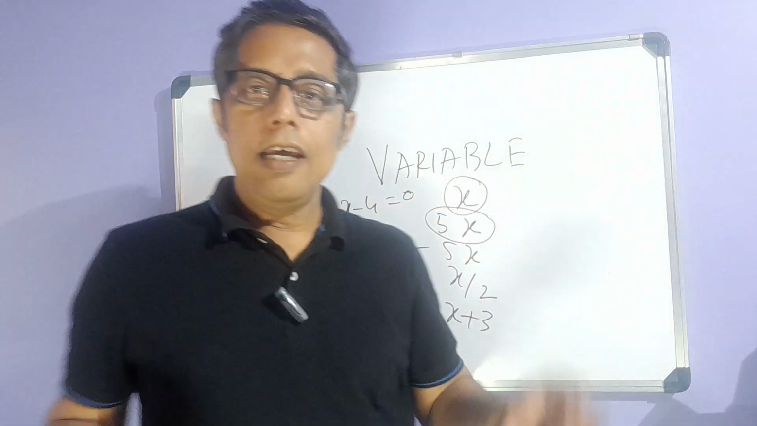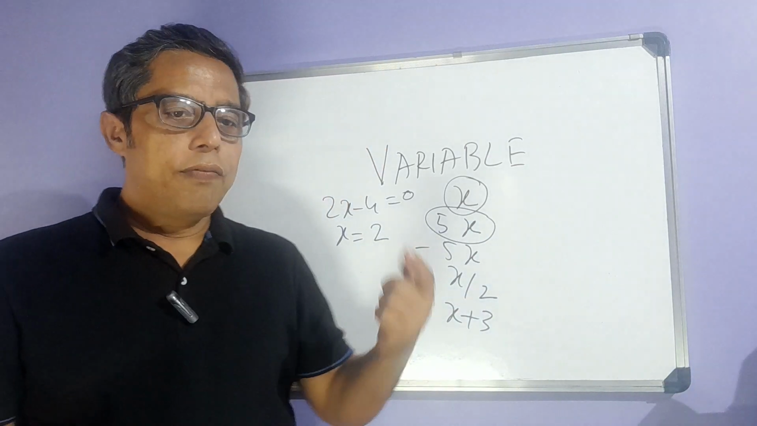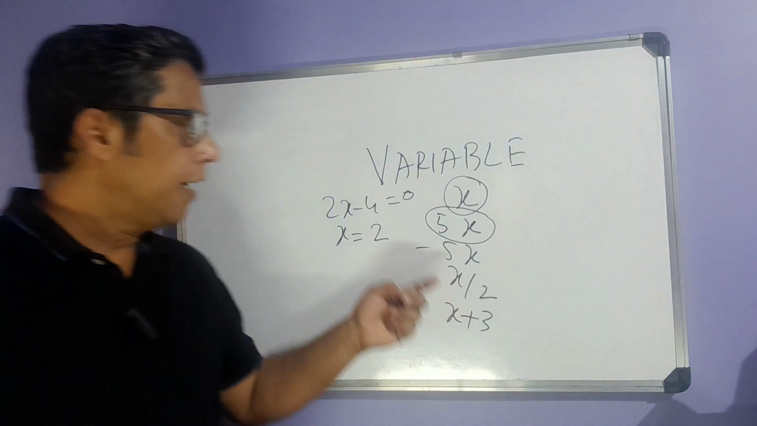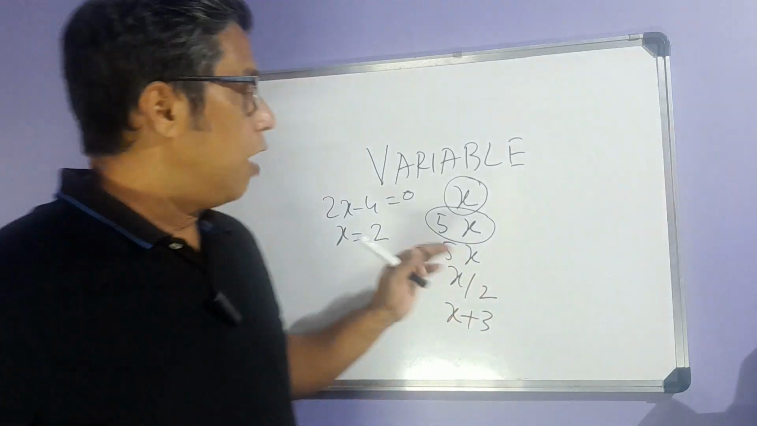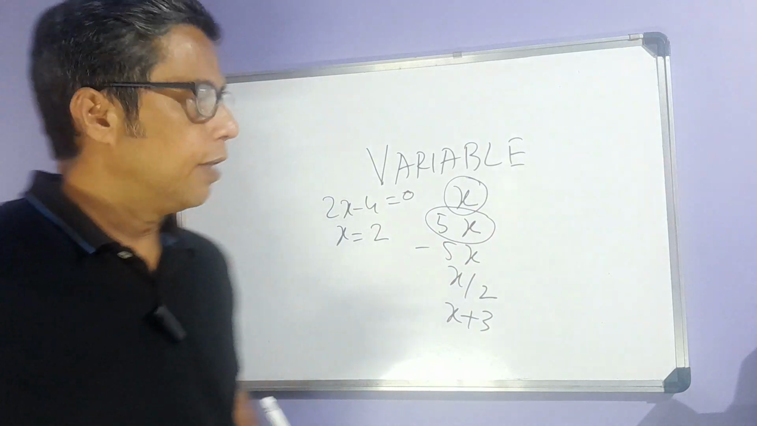All the digits, like integers 1, 2, 3, 4, 5, -1, -2, -5, and all the fractions 1 by 2, 1 by 5, 1 by 7. These are all the fixed values, and x, y, z are the variable part. That value we have to determine, we have to get it by solving an equation, right?